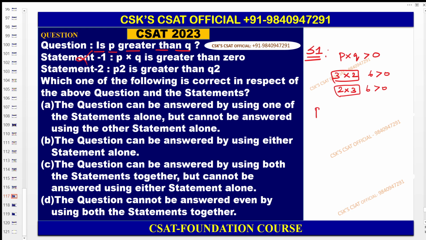Now listen, P square is greater than Q square. With this statement, can you say whether P is greater than Q? Is P greater than Q? Now understand.